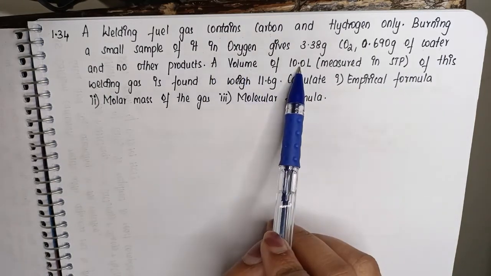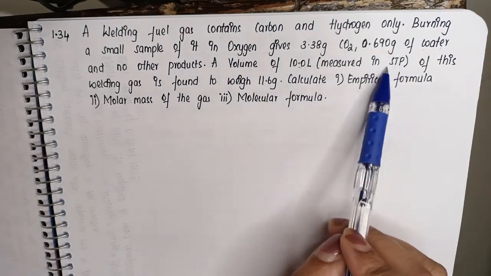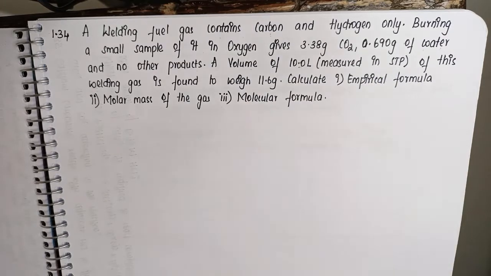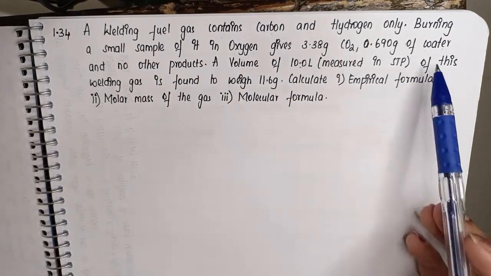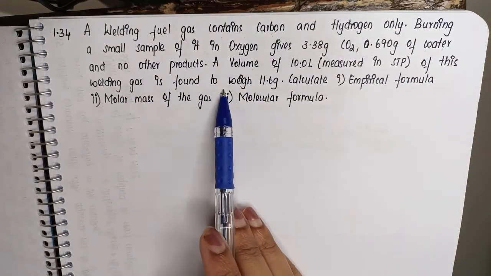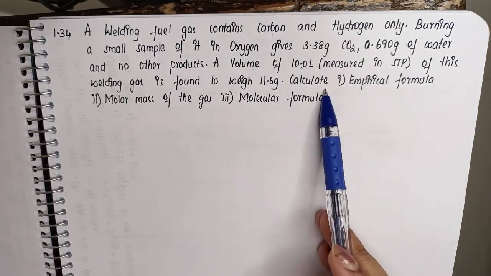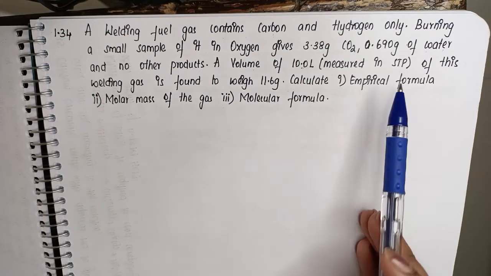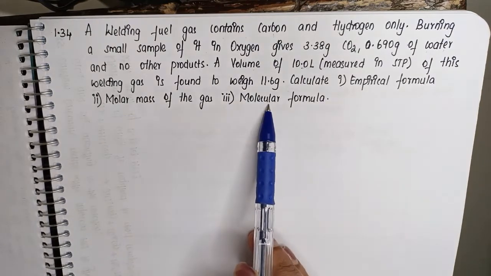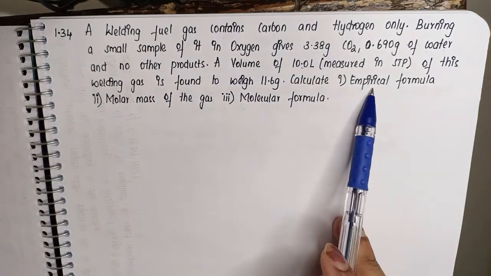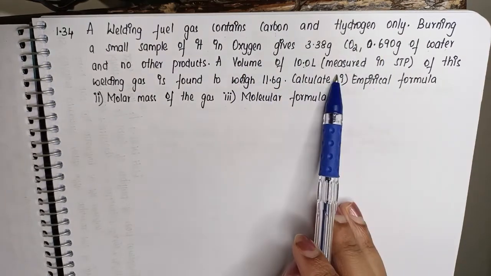A volume of 10 liters measured at STP, keep this in mind, this is a very important factor, of this welding gas is found to weigh 11.6 grams. Calculate its empirical formula, molar mass and molecular formula. So we have three things to calculate from the given values.